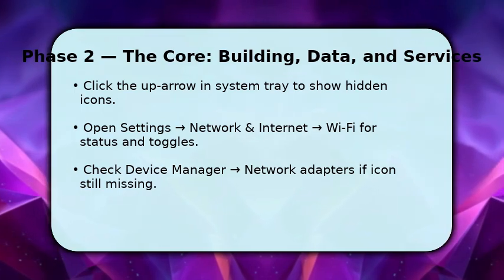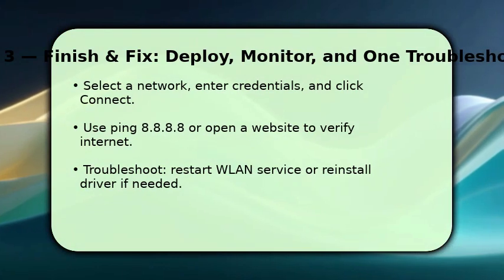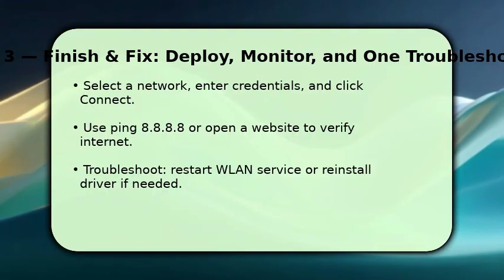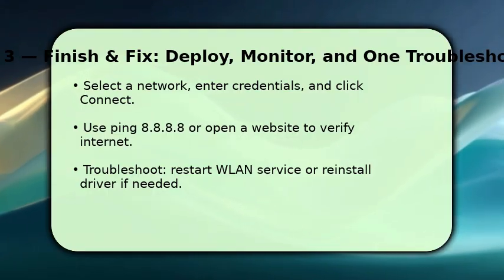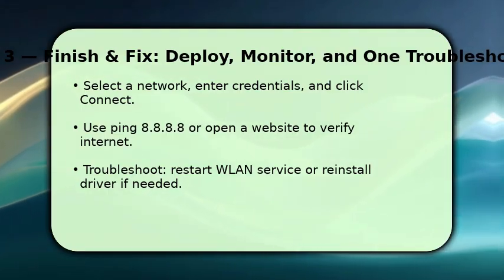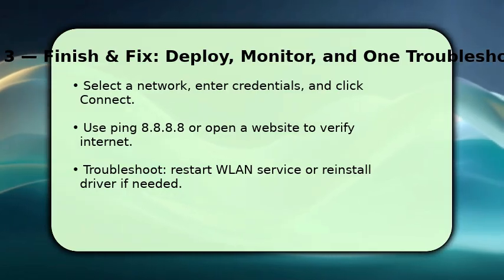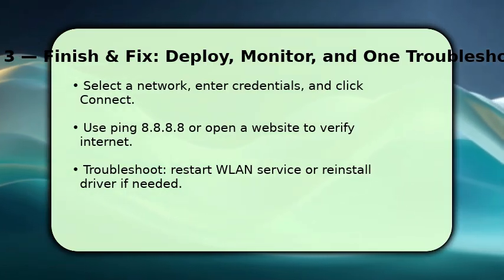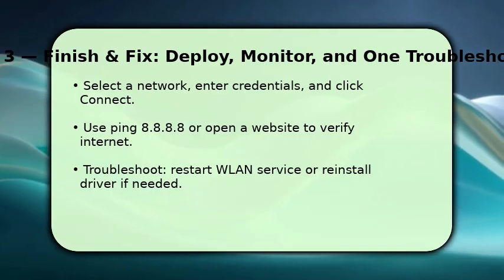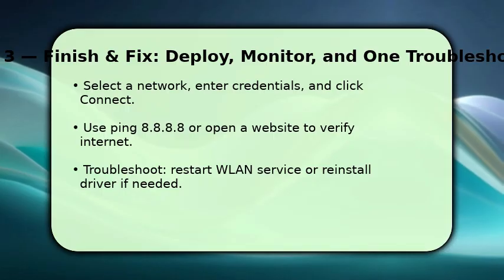Once connected, the Wi-Fi symbol will change to show signal strength. This confirms the link layer is up. Make sure to test internet access by opening a web page or running a quick ping to 8.8.8.8. If the connection succeeds but the icon still misbehaves, restart the WLAN AutoConfig service or reinstall the wireless driver.